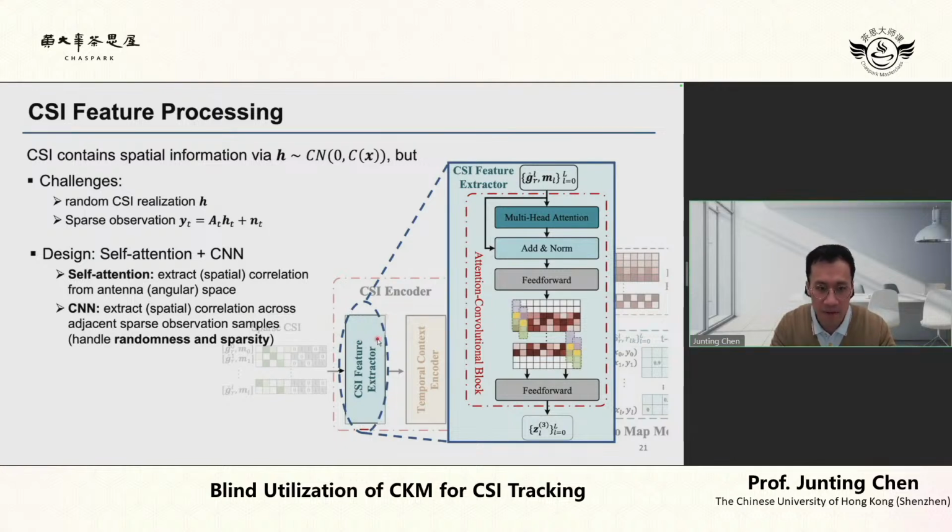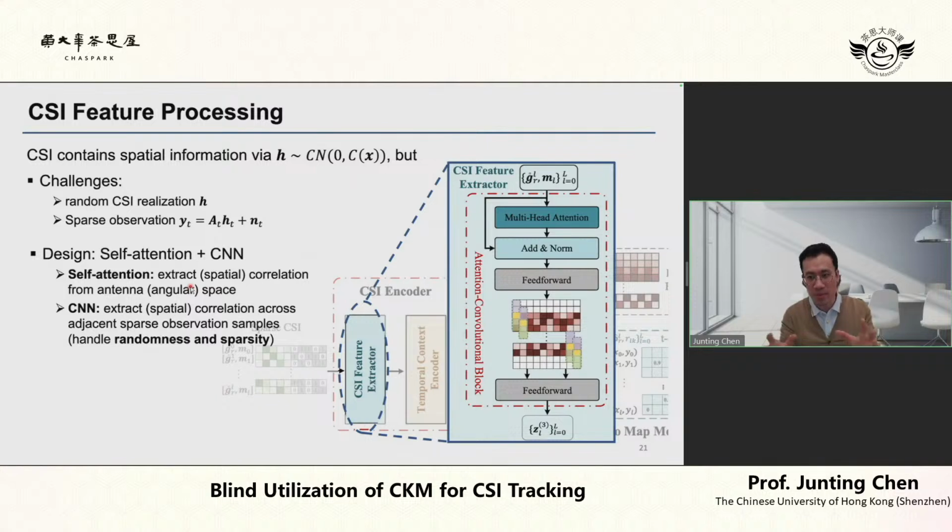The first one is the CSI feature extractor. The CSI contains spatial information, but the challenge is that it can be fully random. The other thing is that we can only make a very sparse observation from the high-dimensional CSI vector. So to extract the information, our design strategy is to put up a transformer with self-attention and CNN, where the transformer will try to extract the spatial correlation from the antenna space or the angular space. Because the CSI would roughly tell where the user is based on the angle of arrival of the propagation path, we use the self-attention mechanism to exploit this information.